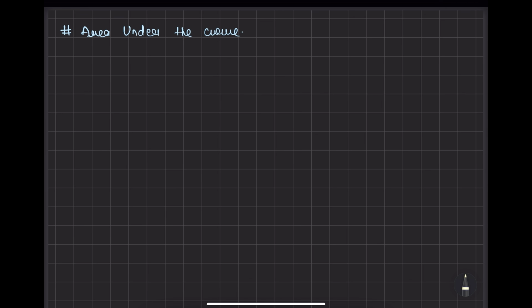So, we have a wholesome new topic, which is application of definite integration, area under the curve, and we will understand how to calculate the area using definite integration. Now, to understand the chapter, we need some prerequisite information.